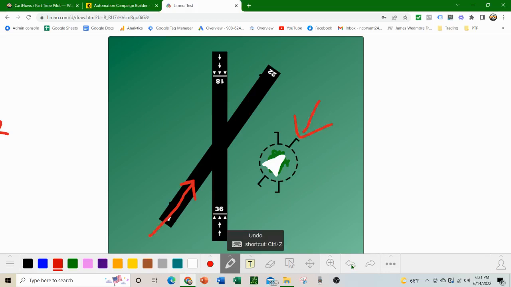Okay, Israel, it does make sense. Just if it doesn't, let me know. But I'm glad that it does.